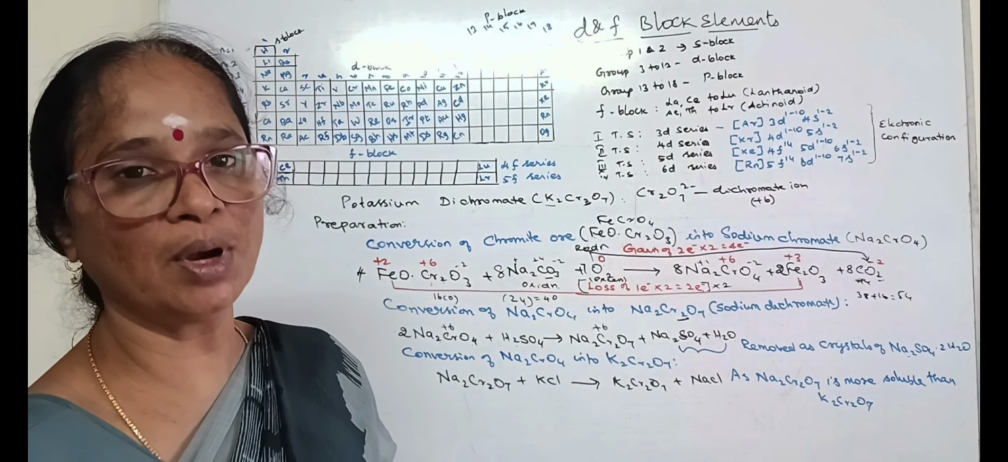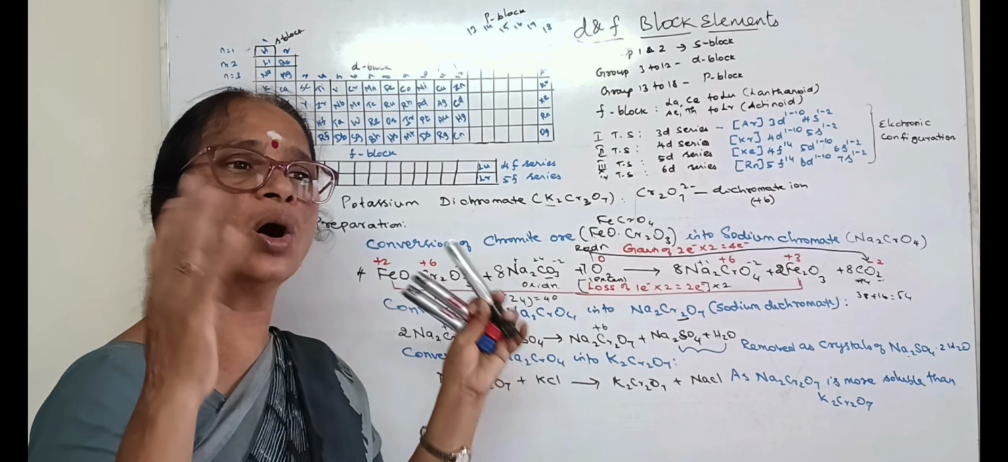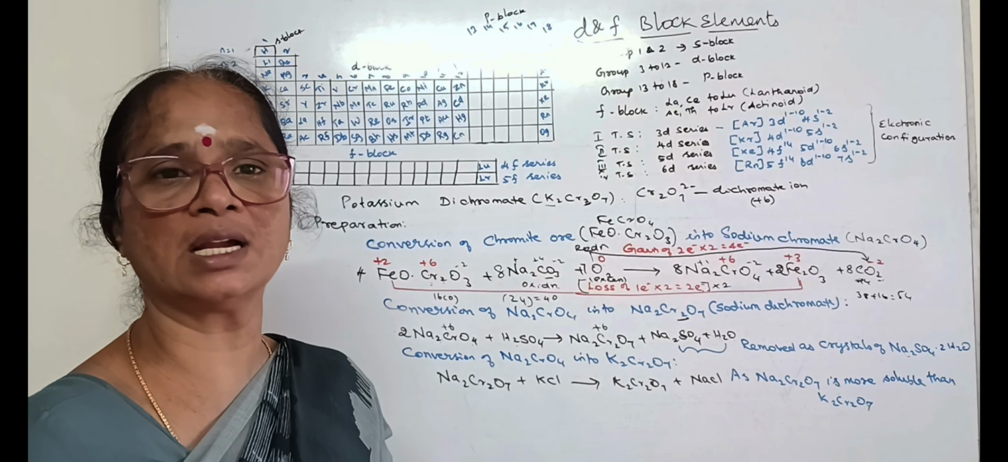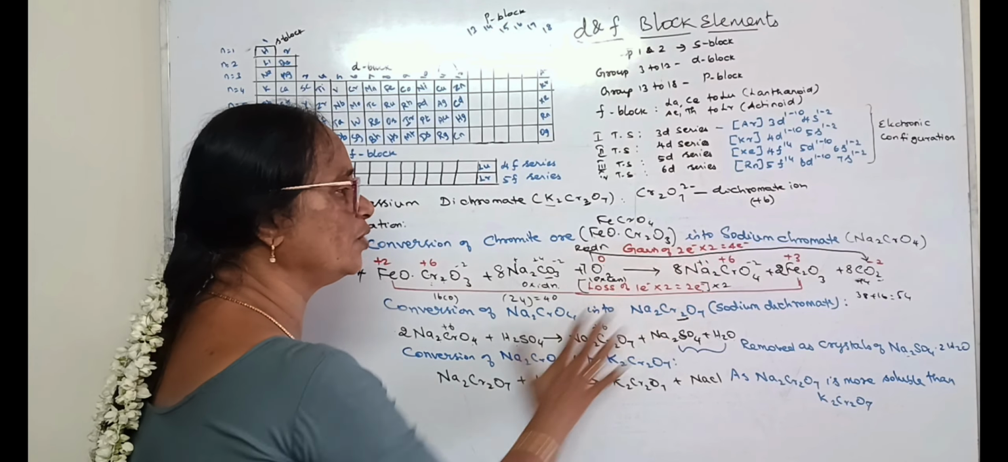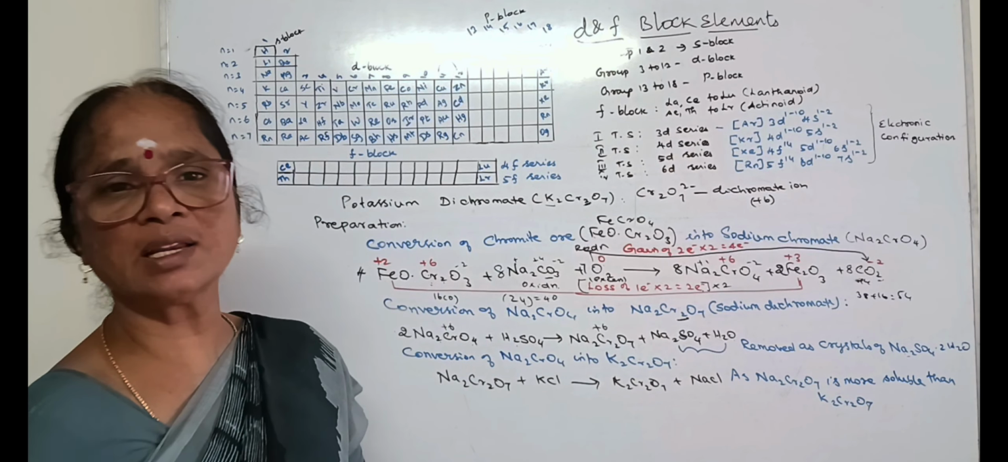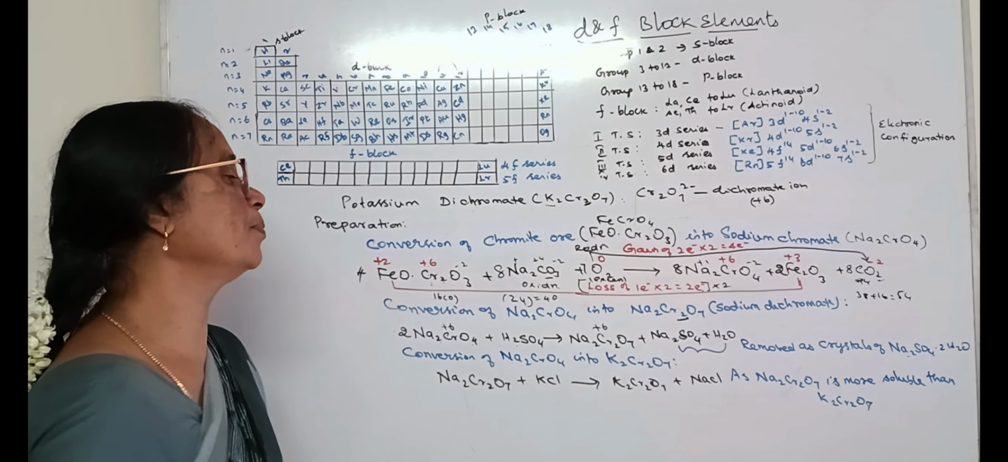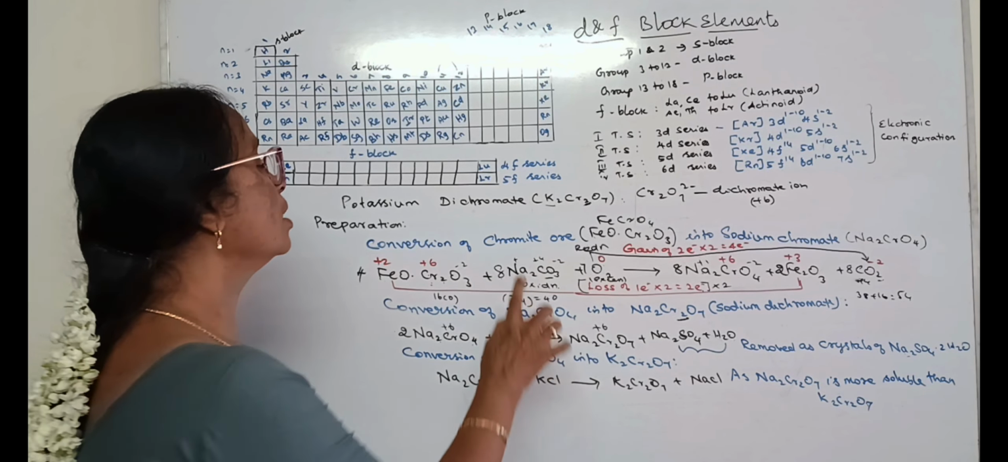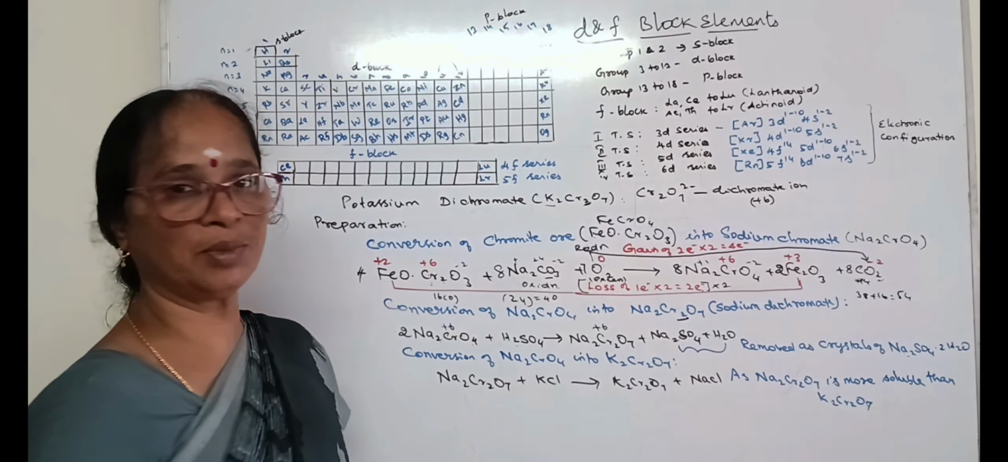You have to remember the stepwise process. It is not necessary to write all the content of the chemical reactions. You are going to write the steps along with the equations. It is enough to get the complete marks for a question. Okay. So you have to remember, chromite ore is the mineral for the preparation of potassium dichromate.